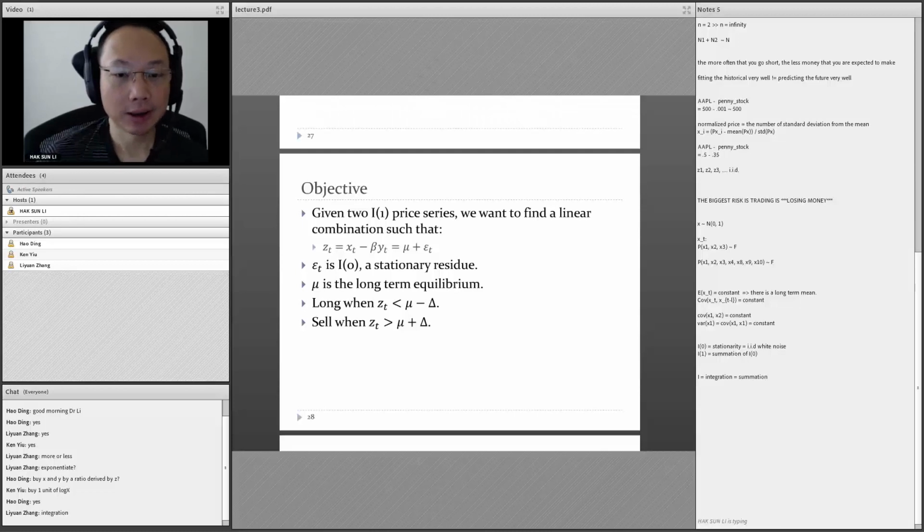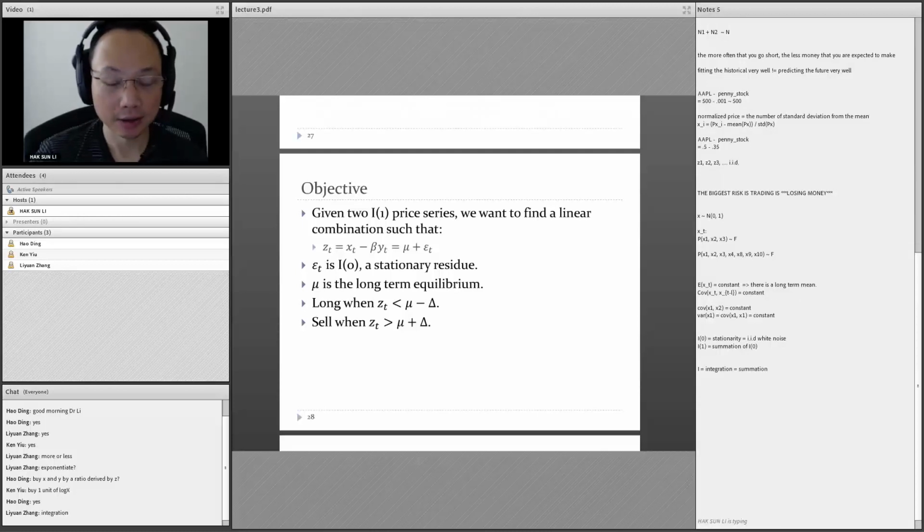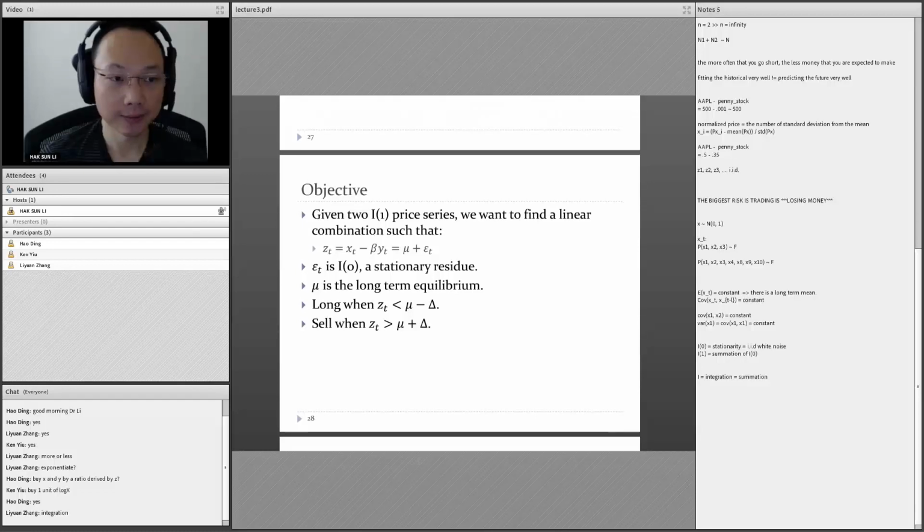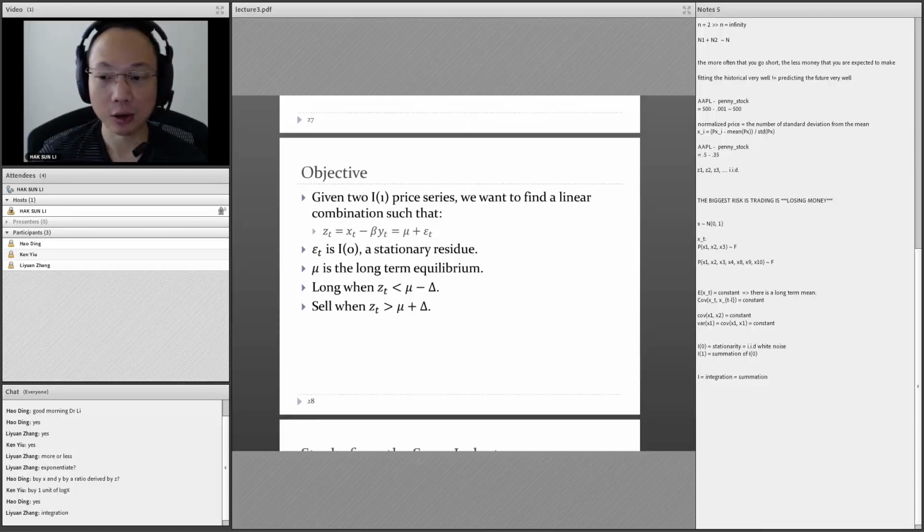So basically, the mathematical problem becomes well defined now. Based on this, you choose a beta such that you can write this equation in terms of this. The mathematical question is now well defined. The question is, how exactly do we choose beta? And this is the subject of cointegration.